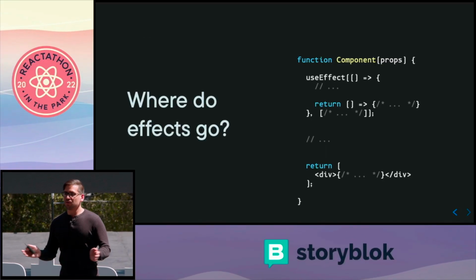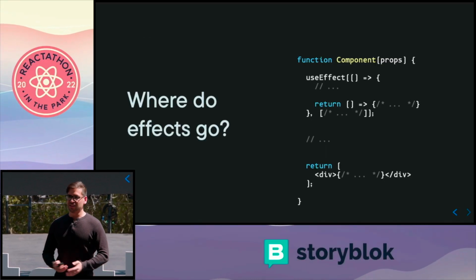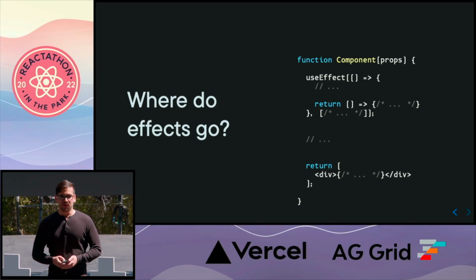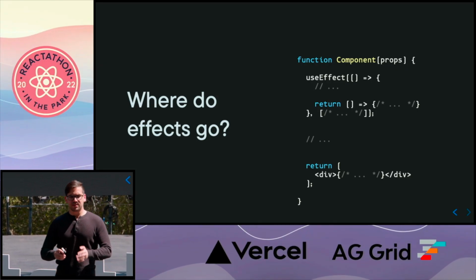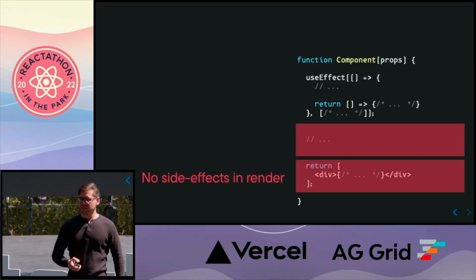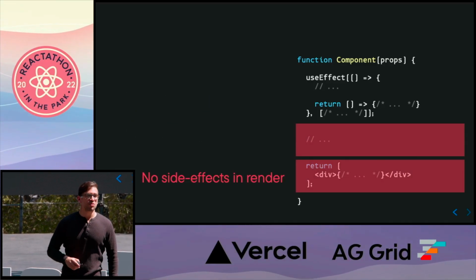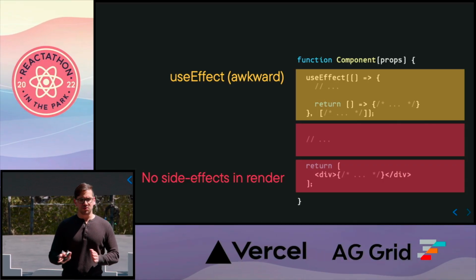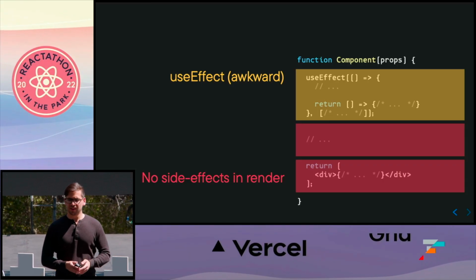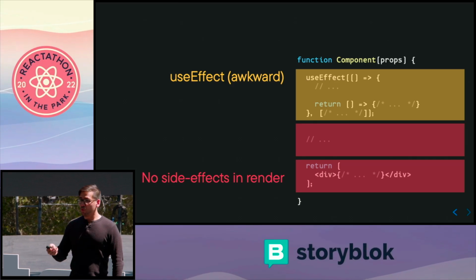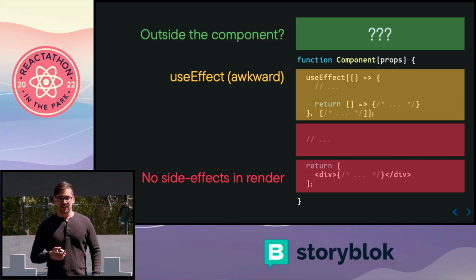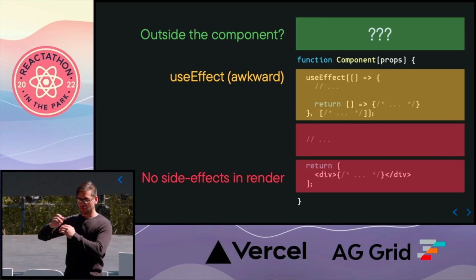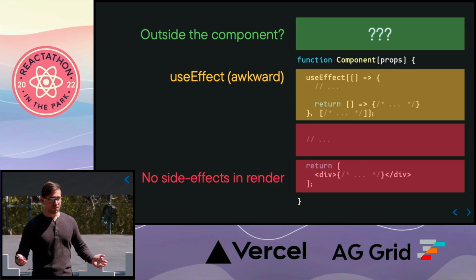So where do effects go? I'm talking a lot of crap about useEffect. So where should these effects go? When we're looking at a component, we see there's a few possible places, right? We know that we can't do any side effects in render. We already know that we could use useEffect, and we're going to talk about when you could use it, but it is a little bit awkward. So where's left? Maybe outside the component. What does this look like? This is weird. We're supposed to have everything inside our components, right?